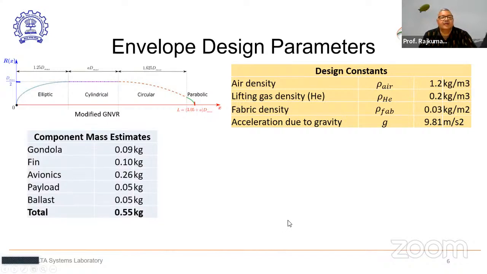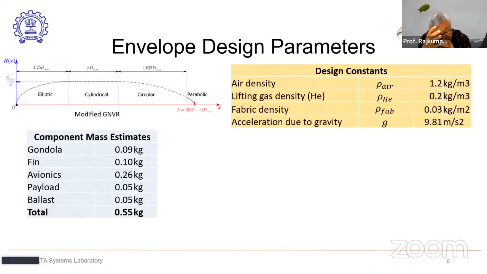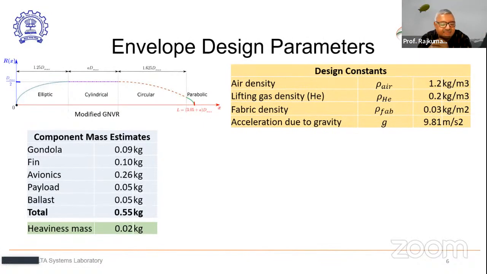So now we did some calculations and we found that the mass of the gondola, fin, avionics, payload, and ballast, the total comes to around 550 grams or 0.55 kilograms. And we want to provide a heaviness of 0.02 kg. That is a number that we want to provide. Okay, this is something that we desire.